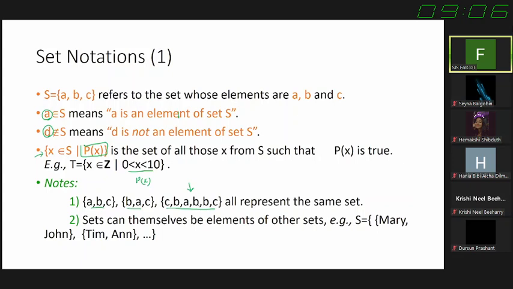Right? But it could all represent the same set. The sets can themselves be elements of other sets. So you can see that. Look at this, a bracket inside of the bracket. So you have a subset in the set, right? So Mary and John, Tim and Anne being a set in the set in a bigger set.